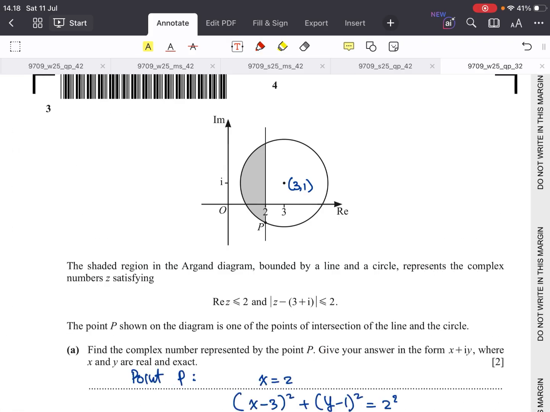Question 3. The shaded region in the Argand diagram, bounded by a line and a circle, represents the complex numbers z satisfying real z is less than or equal to 2 and absolute z minus 3 plus i is less than or equal to 2.